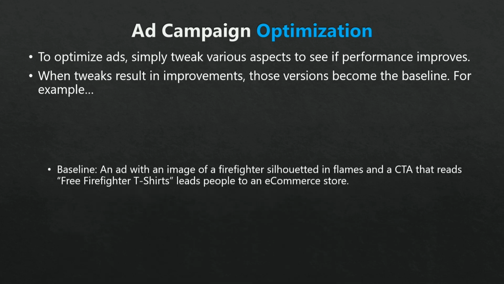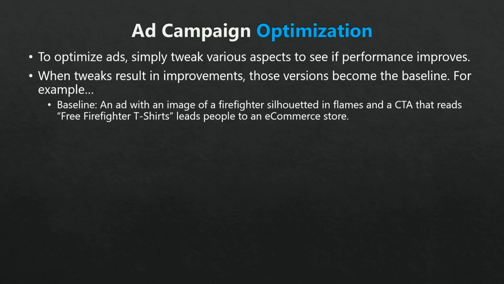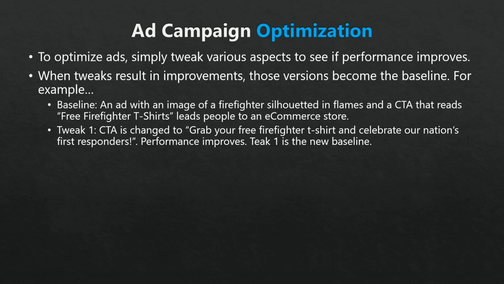For example, let's say you've got an ad campaign for firefighter-themed t-shirt sales, designed to direct traffic to your e-commerce store. You've got an image in your tweet of a firefighter silhouetted in front of some scary flames and a textual CTA saying, "Free firefighter t-shirts." The ad is performing worse than you had hoped. For your first attempt at optimization, you might change the call to action and make it a little more wordy. For example, "Grab your free firefighter t-shirt and celebrate our nation's first responders." After implementing that tweak, you notice that your click-through rates increase, and your cost per click goes down a little. That just became your new baseline.